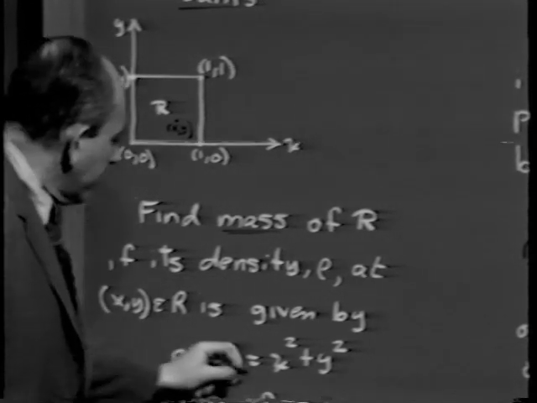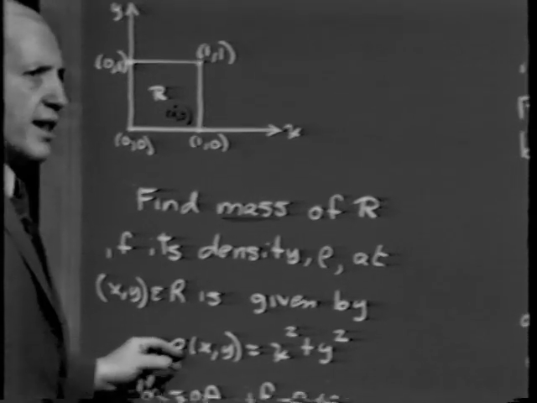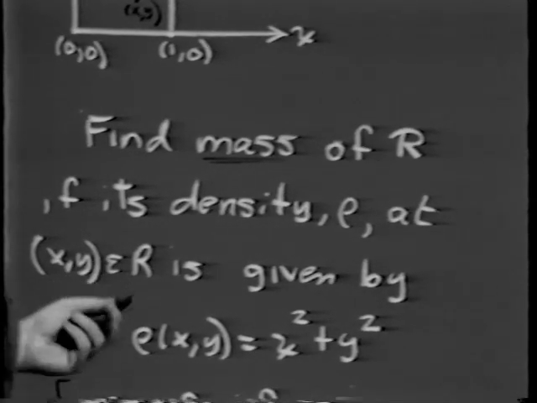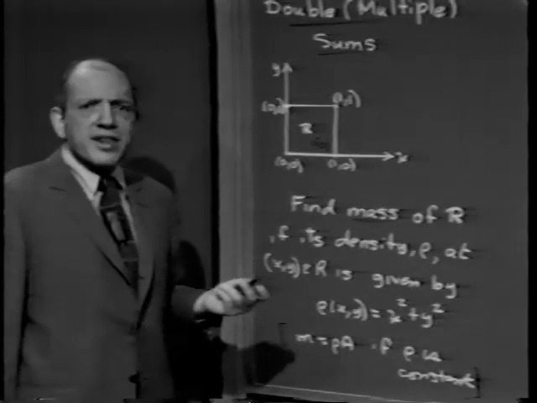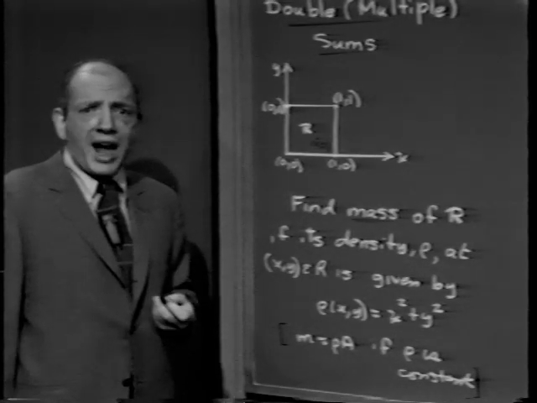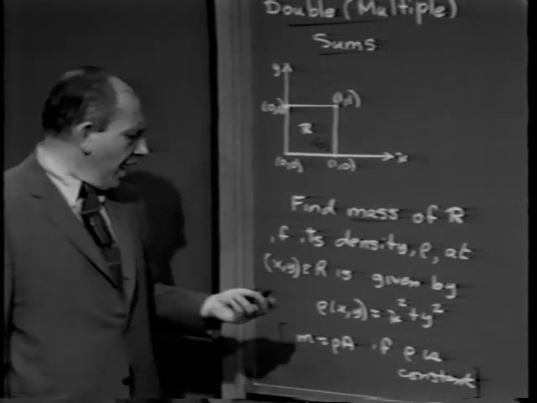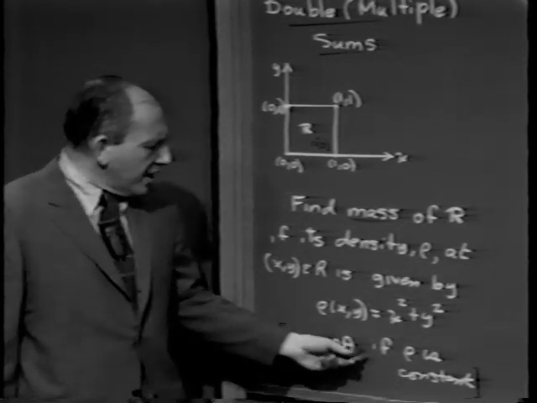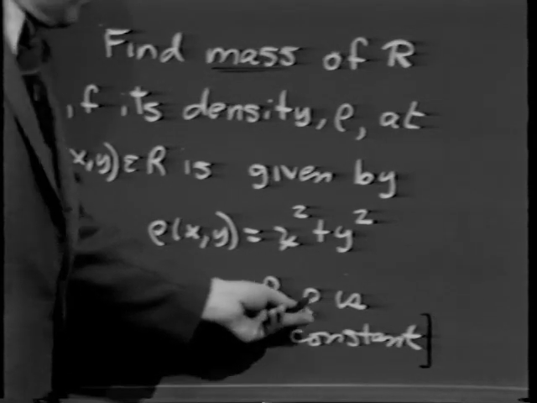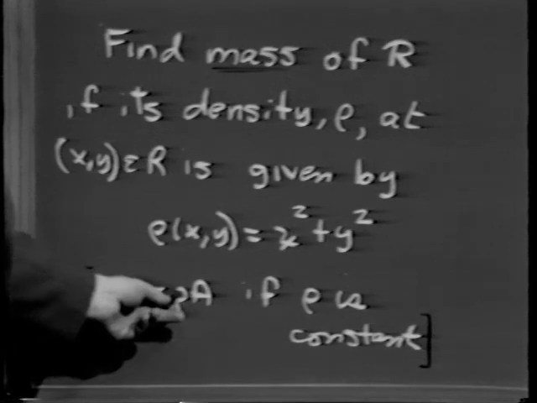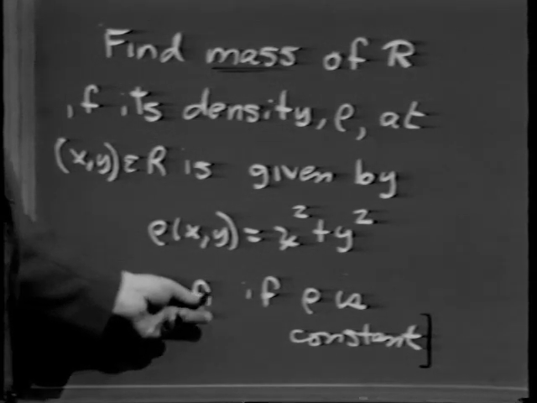Again, the key building block that we're going to use is analogous to what we used in calculus of a single variable. For example, in calculus of a single variable, when we said that distance was equal to rate times time, it was assumed that the rate was constant. In a similar way, notice that if the density were constant, then the mass would just be the density times the area.